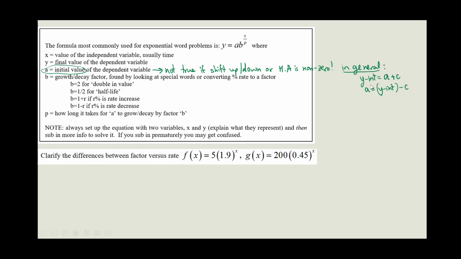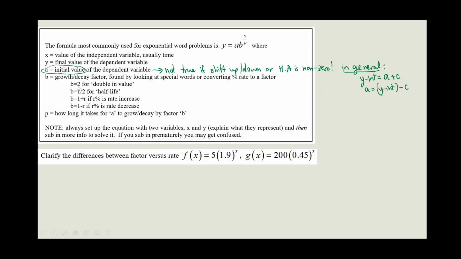So in general, please note this relationship that we've talked about already, that the y-intercept is going to be a plus c. If you rearrange, what a will be is not just your initial value, because it's going to change by the horizontal asymptote value as well. And then the b represents the growth or decay factor, and you can look for special words in the question to find out what that b will have to be.